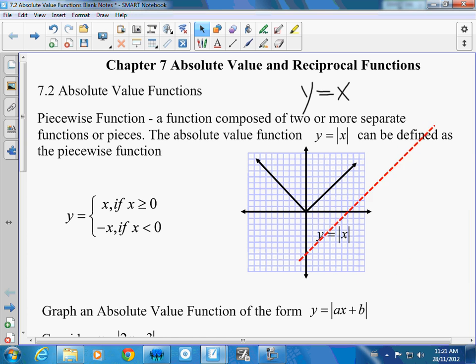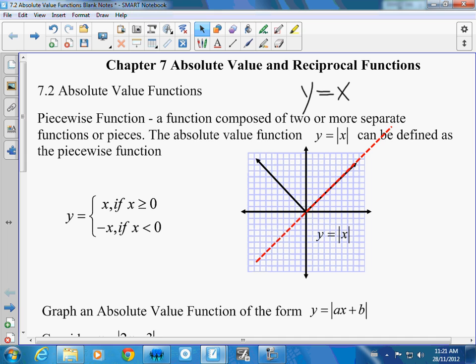Here's the original, the red one. This is the old part, and what happened to it? It flipped up. Here's the easiest way to do this. The first part of the piecewise is always just the plain old positive. Right? The second part of the piecewise is you take that sucker and make it negative. That's it. That's all you have to remember.